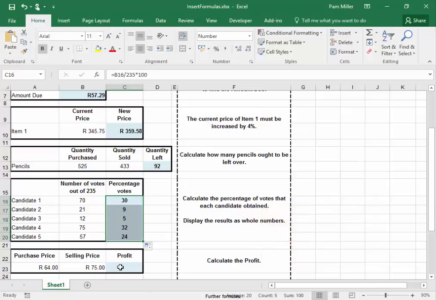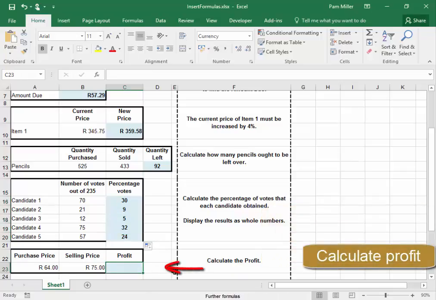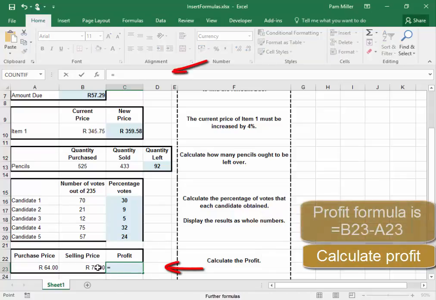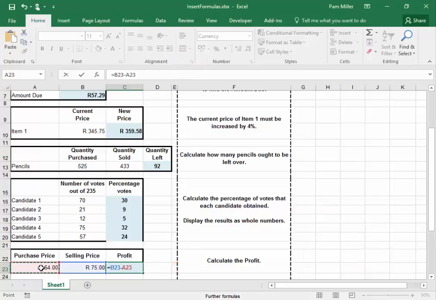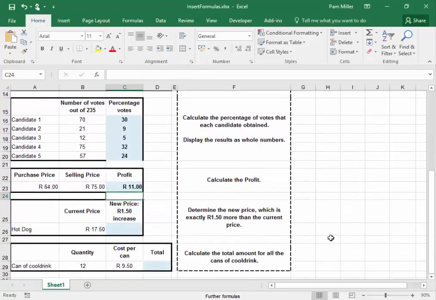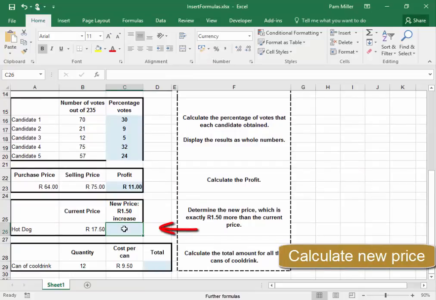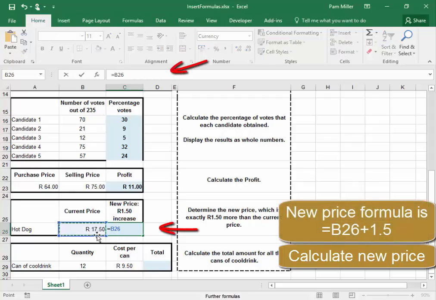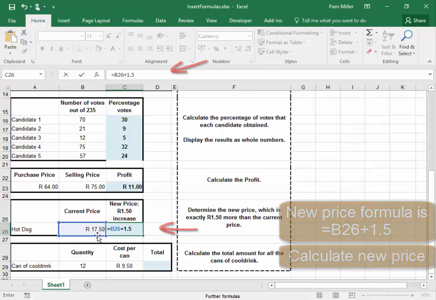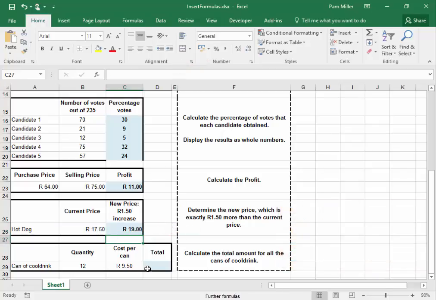There we are. Here, I need to calculate the profit. And the profit is going to be the selling price minus the purchase price. Press enter. Here, the new price is R1.50 more than the current price equals that cell plus 1.5. That's correct.